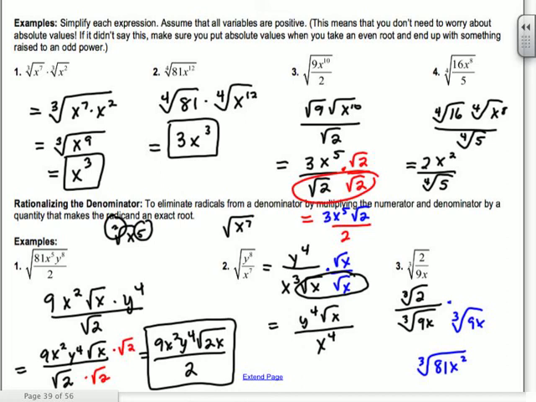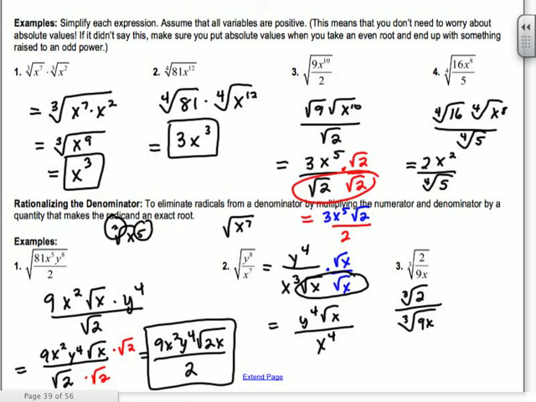So did that help me? Can I take the cube root of 81? No. Can I take the cube root of x squared? No. So think, what do I need to multiply by on the top and the bottom? What's going to make my number a perfect cube? So I already have 9. What do I need to multiply by in order to get something I can take the cube root of?